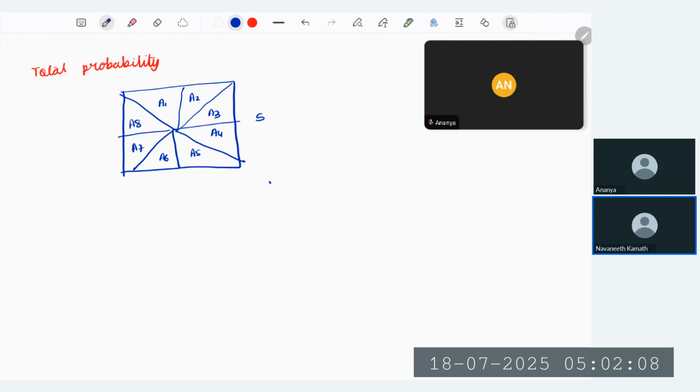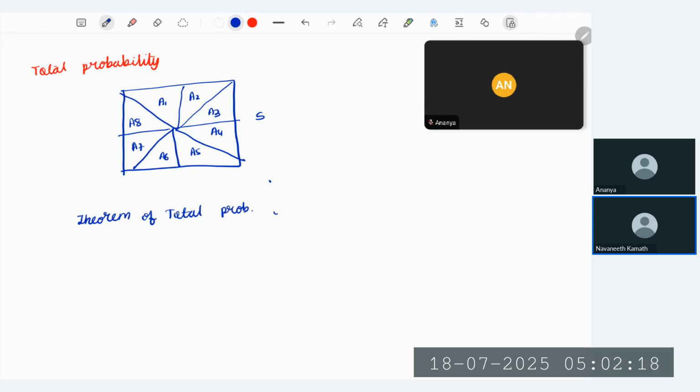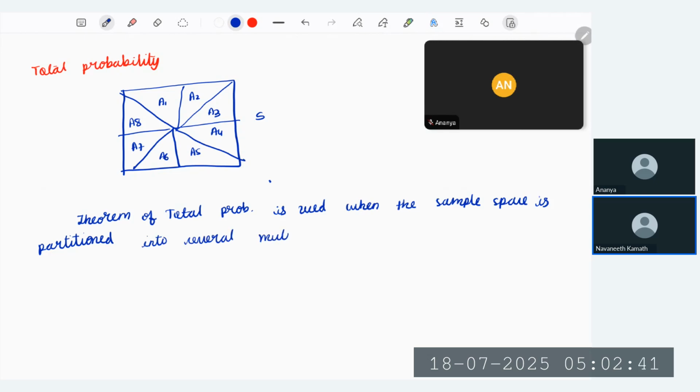So the definition here: the theorem of total probability is used when the sample space is partitioned into several mutually exclusive and exhaustive events. Let's see the conditions of it.